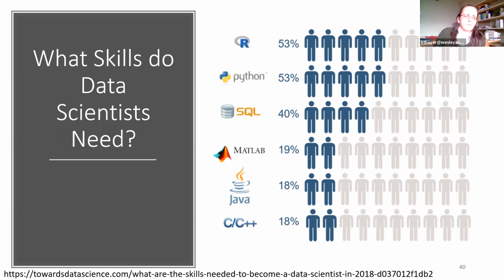So what skills do data scientists need? This is taken from the article that's cited down here. You can certainly go and read the article for yourself to see if you agree with what they're saying here. But what we can see is that according to this article, 53% of all data scientists need to know how to program in Python. Isn't that great? You are now above approximately half of your competitors because you know how to program in Python.